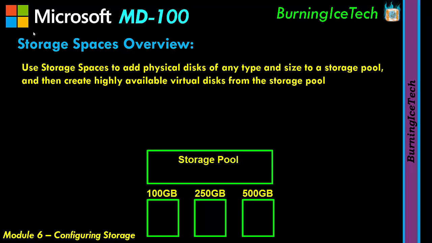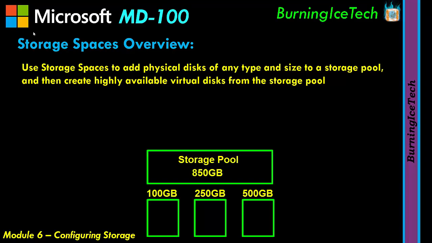Now this storage pool, the size of it is equal to the amount of all of your hard drives. So you can obviously remove hard drives, you can add hard drives, as long as you don't go less than 2 in most cases. So if you take 500 plus 250 plus 100, that's roughly 850 gigs. So that's the size of my storage pool.